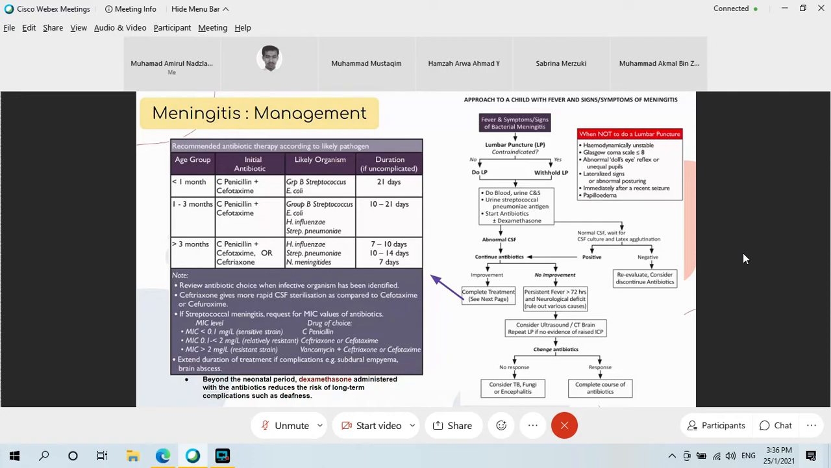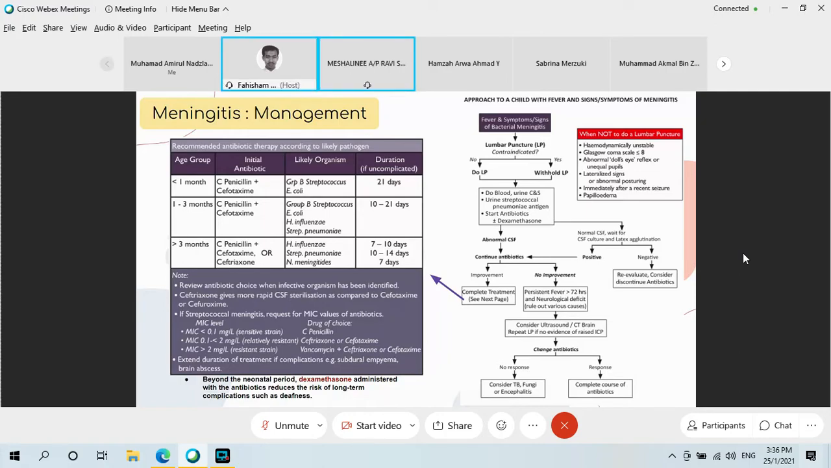Anybody? Miss Shalini? Anybody? Miss Shalini? Where are you? Yes, doctor. So what do you reckon? We can give antibiotics. Yes. What antibiotics?